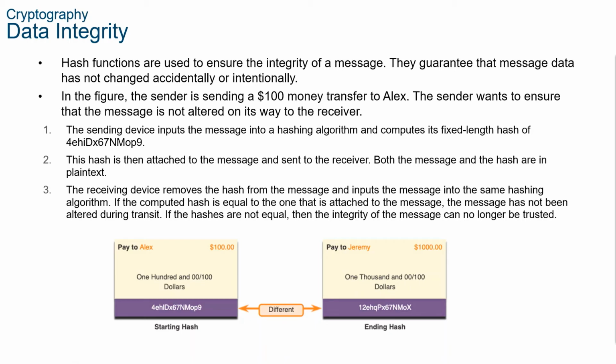Now, the receiving device removes the hash from the message and inputs the message into the same hashing algorithm. If the computed hash is equal to the one that is attached to the message, then the message has not been altered while in transit. If the hashes are not equal, as shown in the figure, so they are not the same, then the integrity of the message can no longer be trusted. So it was altered while in transit.